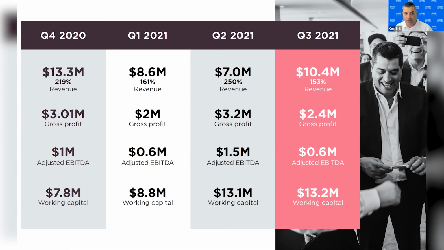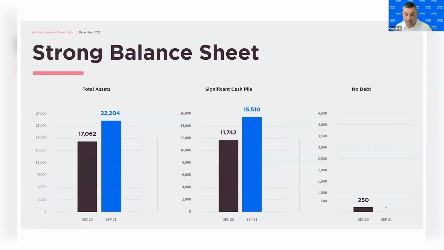And again, if you look at the Q2 numbers, for example, then we saw 7 million in top line, 2.1 million gross profit. Adjusted EBITDA was 1.5 and 13.1 million in working capital. And the same story goes for every quarter, basically. And if you look at the company balance sheet, it's as strong as it can get.